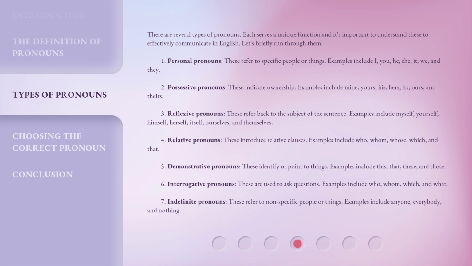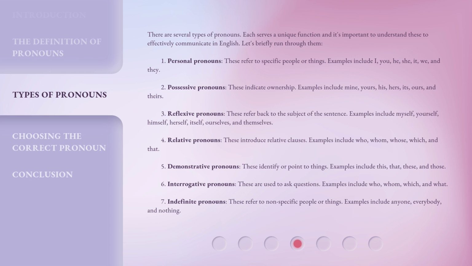2. Possessive pronouns. These indicate ownership. Examples include mine, yours, his, hers, its, ours, and theirs. 3. Reflexive pronouns. These refer back to the subject of the sentence. Examples include myself, yourself, himself, herself, itself, ourselves, and themselves.